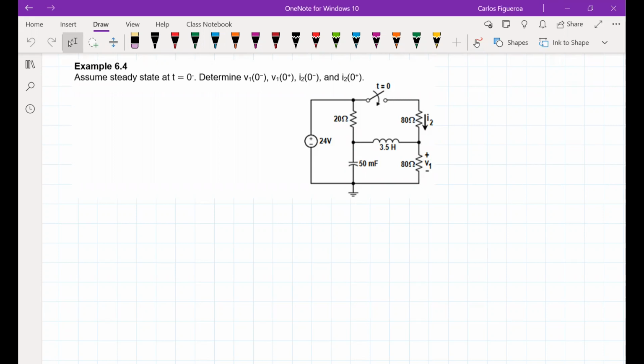Example 6.4, assume steady state at t equal to 0 minus. Determine V1 before and after the switch and I2 before and after the switch. This circuit requires two equations and two unknowns.